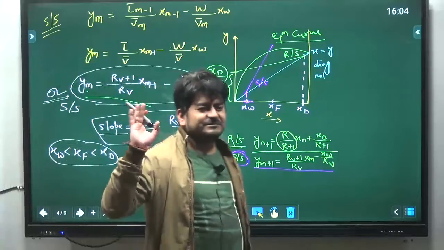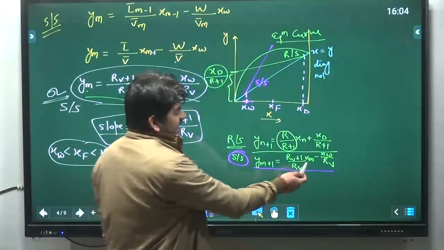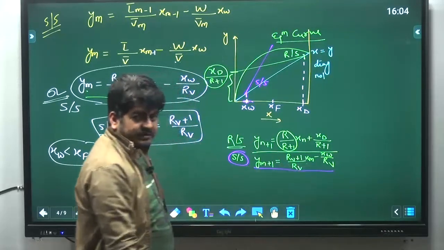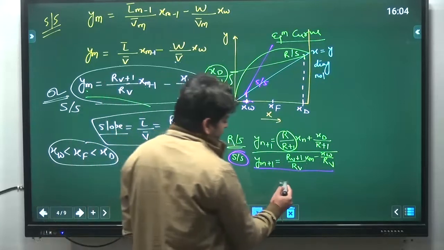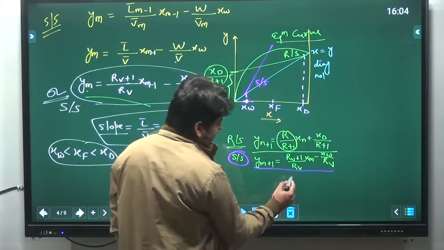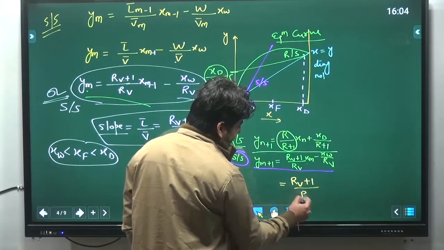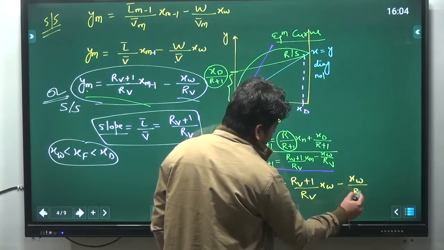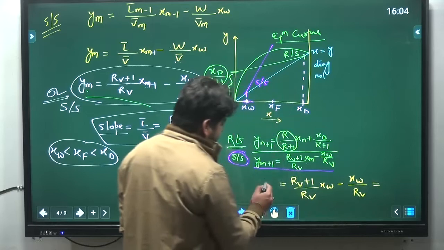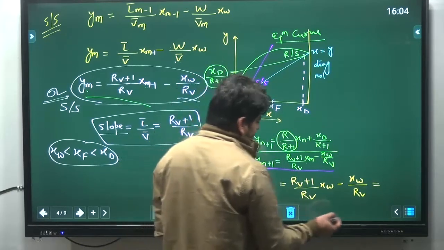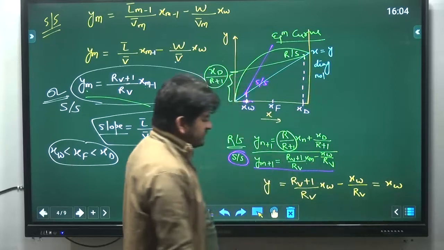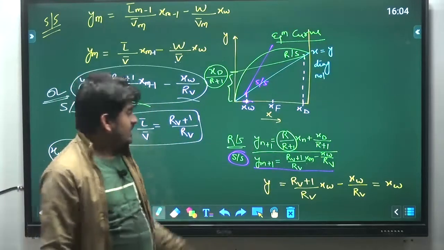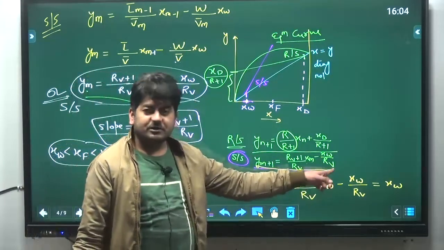What you have to do is just put x equal to xW. I want this point xW. So put x equal to xW here. When you put x equal to xW, it will be RV plus 1 upon RV times xW minus xW over RV. Rearrange this and you will get xW. Y is not equal to 0. This is the operating line equation of the stripping section.